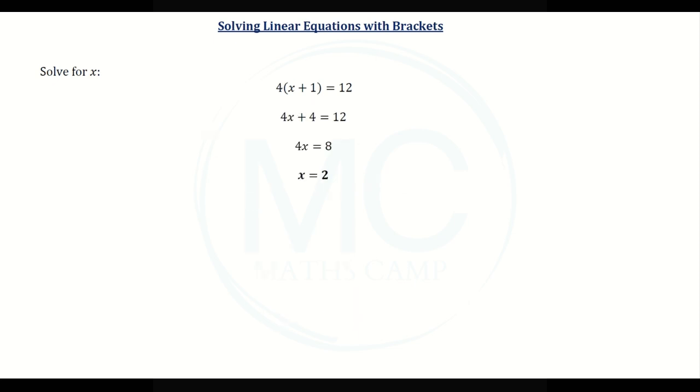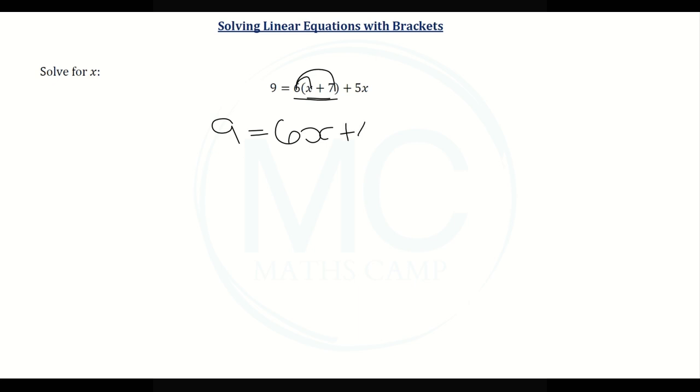Let's do another one. 9 is equal to 6 multiplied by the bracket x plus 7 plus 5x. Let's start by expanding this bracket over here. So we have 9 is equal to x multiplied by 6 is 6x. 6 multiplied by 7 is positive 42. And then we have the 5x over here. So we say plus 5x.